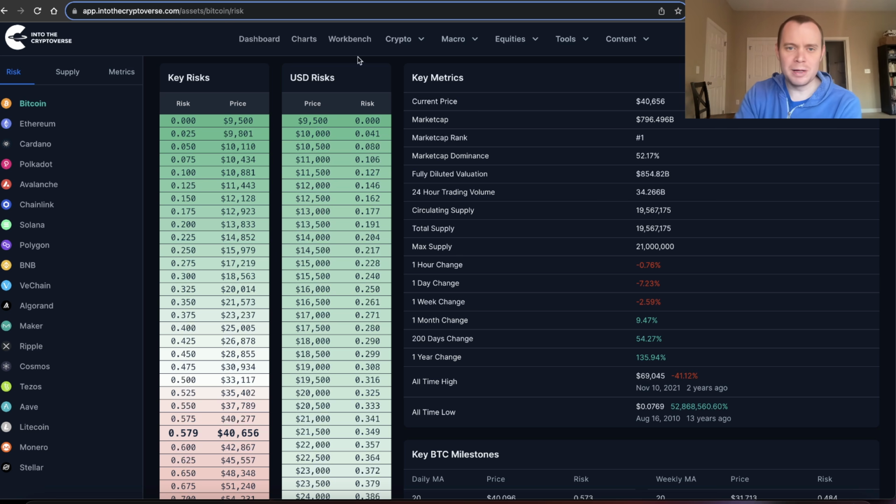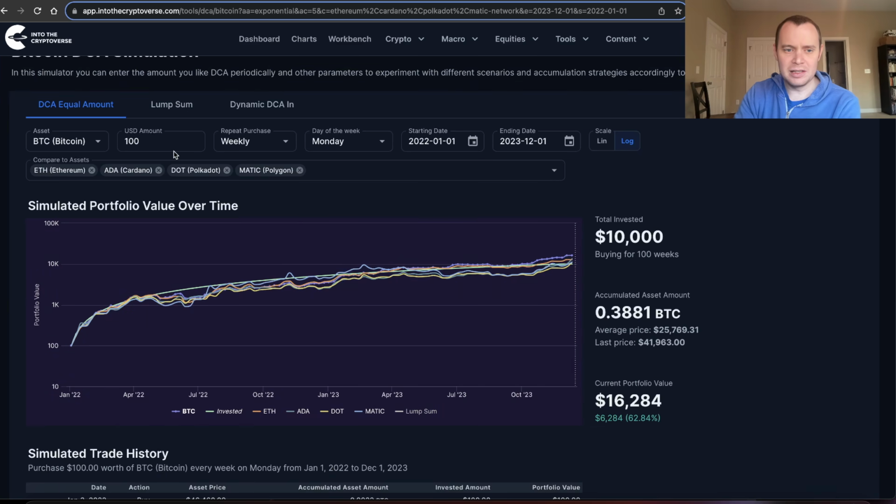Before we talk too much about that side of things, I want to remind you that the DCA tool is a good way to better understand how Bitcoin compares to the altcoin market. A lot of altcoins are up a lot over the last couple of weeks. But let's suppose you started DCAing Bitcoin, Ethereum, ADA, DOT, and Matic starting January 1st of 2020 through today, or through December 1st.